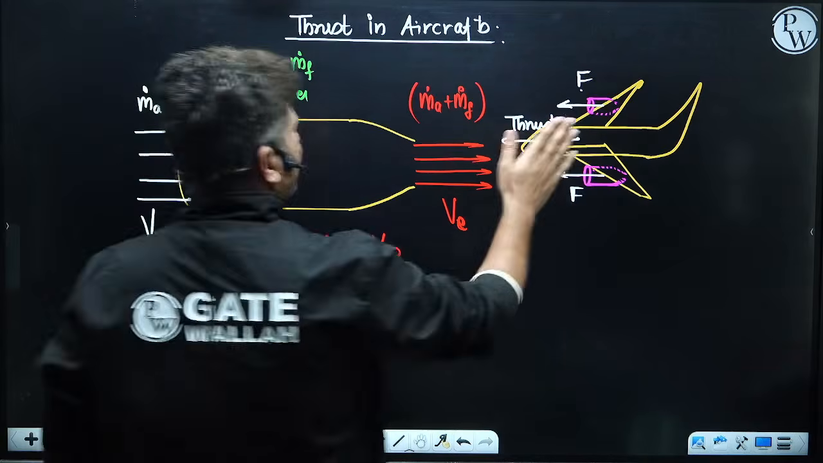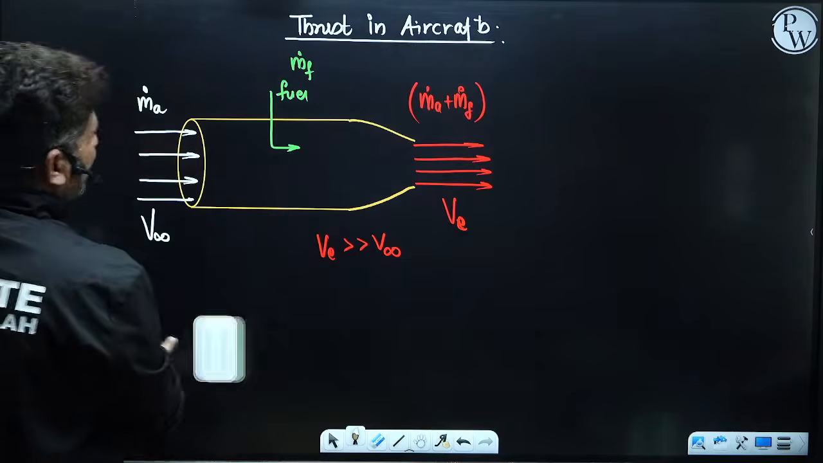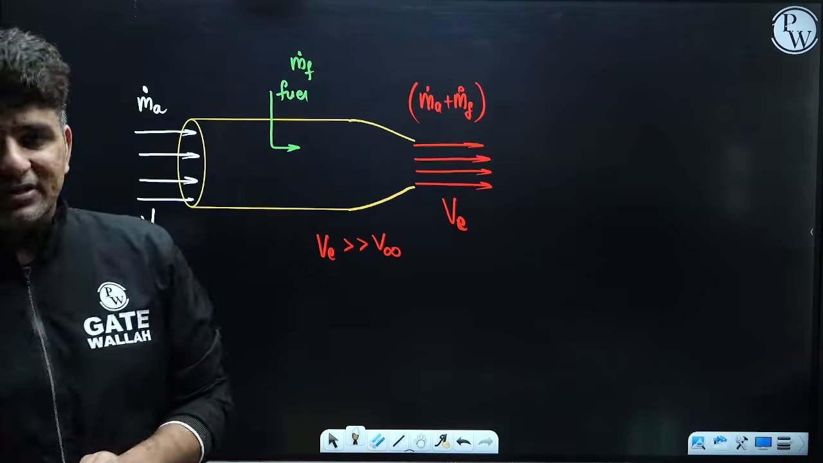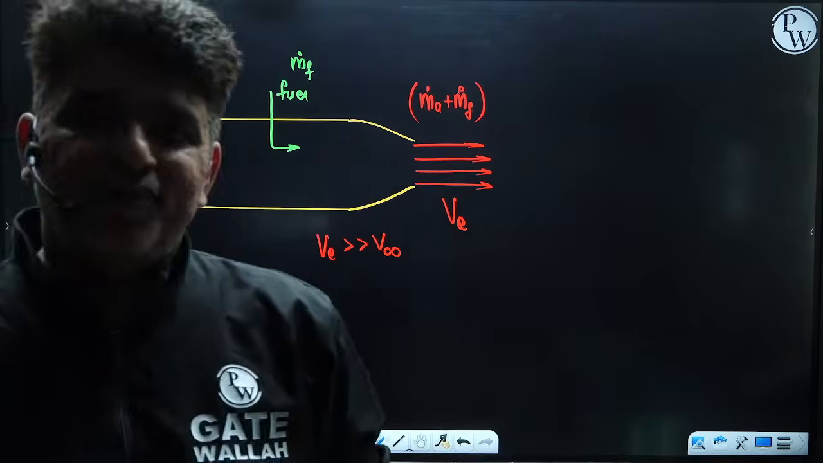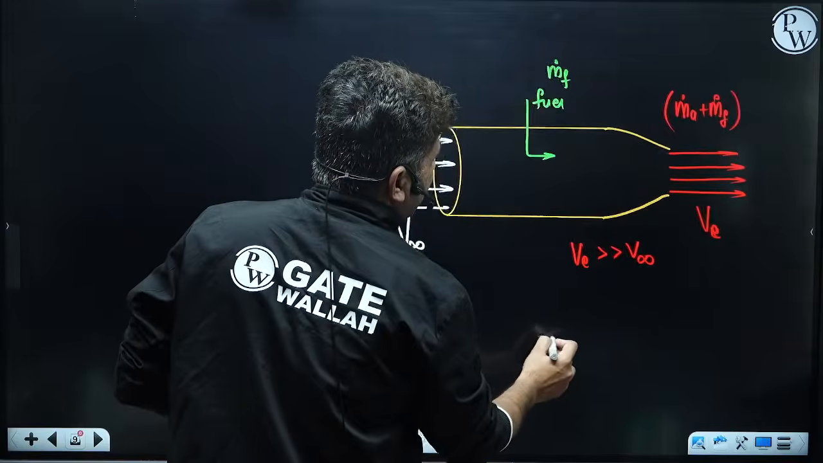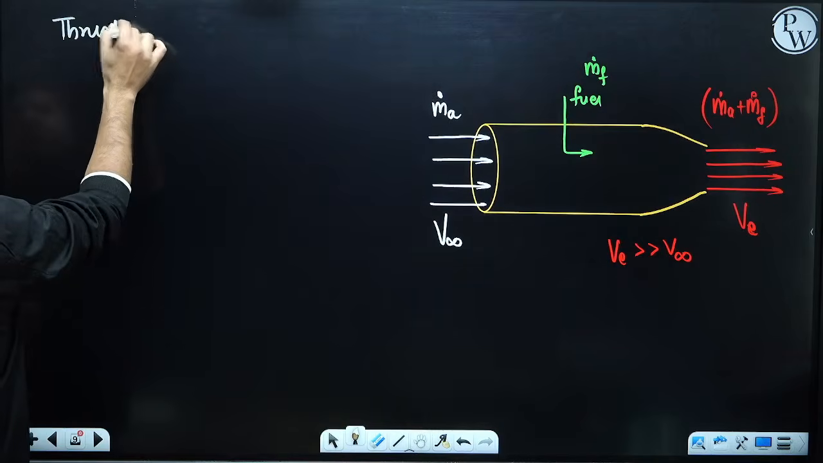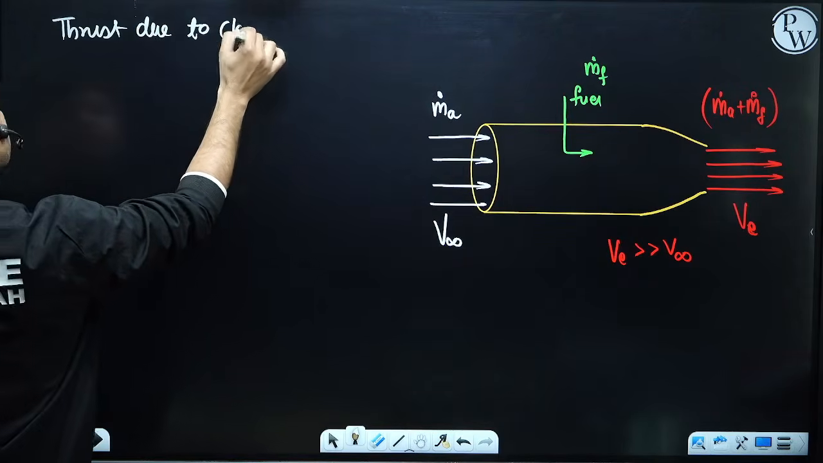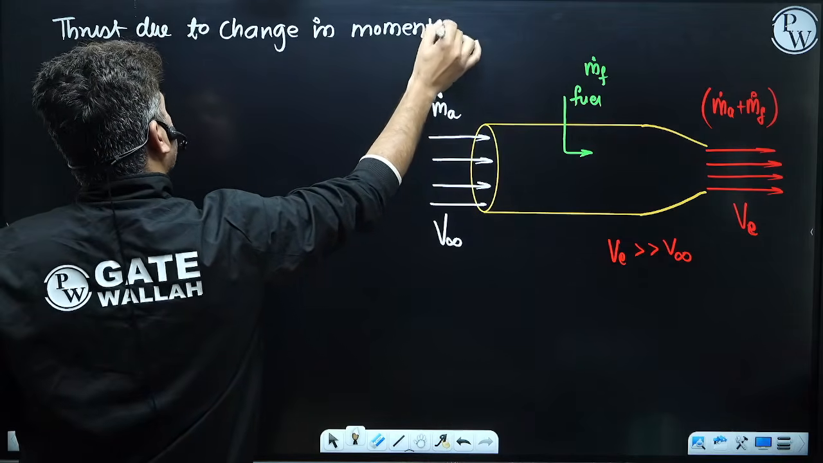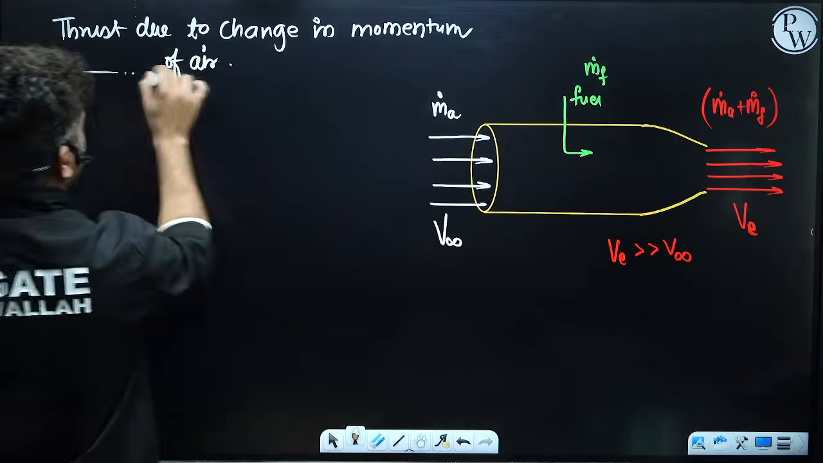So first I am going to rub this aircraft because we don't require it over here, and this also I am going to rub. So the first thing that we are going to see is aircraft thrust due to change in momentum of the air. Okay, so this is the first component of aircraft thrust. So I'll put it over here: thrust due to change in momentum of air. So first we are going to see this component.